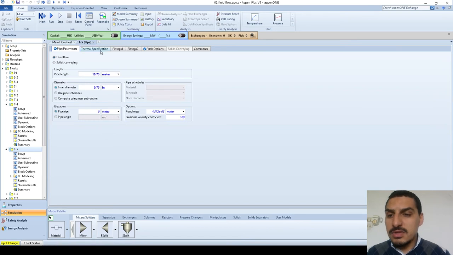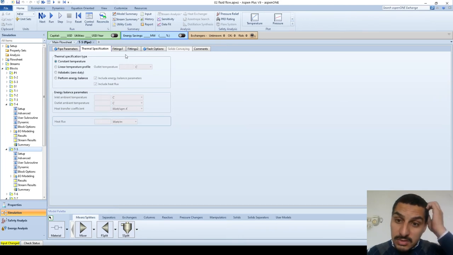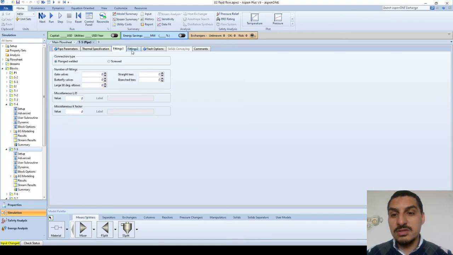And here in the thermal specifications, we have talked about whether we are going to go with constant temperature or we'll have heat transfer between the pipe and the surroundings, and we have already talked about this as well. The place where we're going to put the minor losses, or the sources of minor losses, is in the fittings 1 and fittings 2.